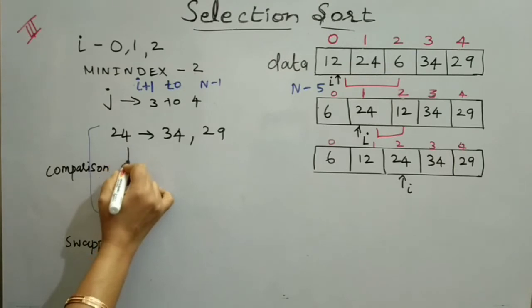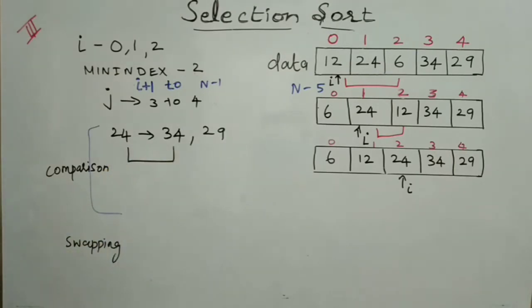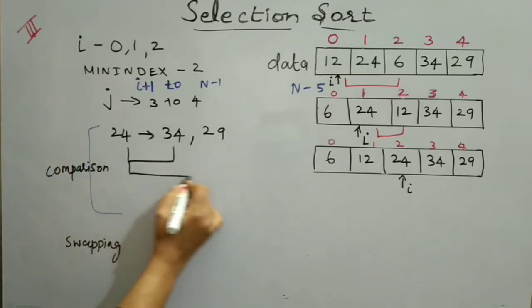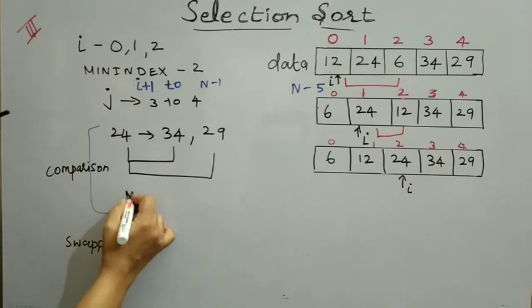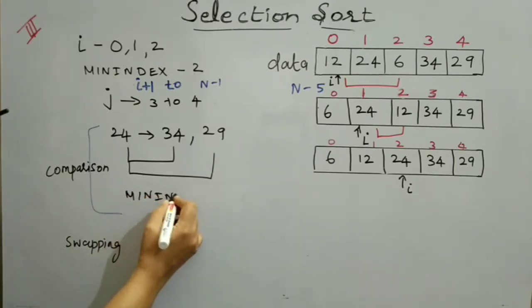Start the first comparison. 24 is compared with 34. Of course, 24 is the minimum value. If the minimum value is the value in the minimum index position, no need to update the minimum index. Next, 24 is compared with 29. 24 is the minimum value. Then in the comparison procedure, the value in the minimum index position is lesser than the value in the jth index position, so no need to update the minimum index. After 2 comparisons, minimum index remains the same.